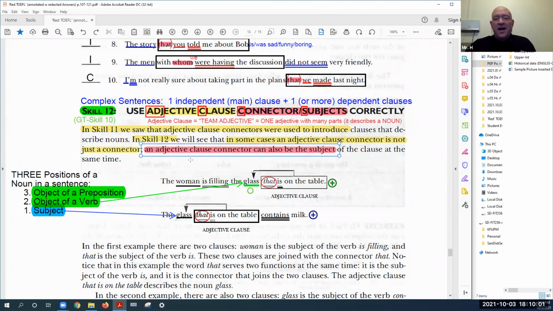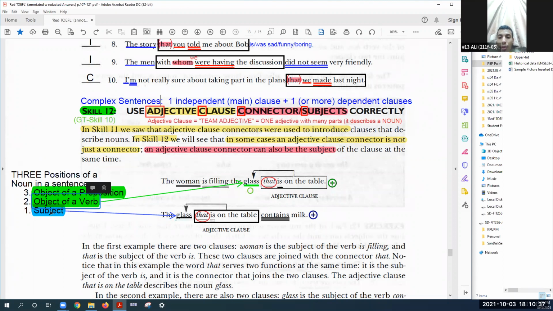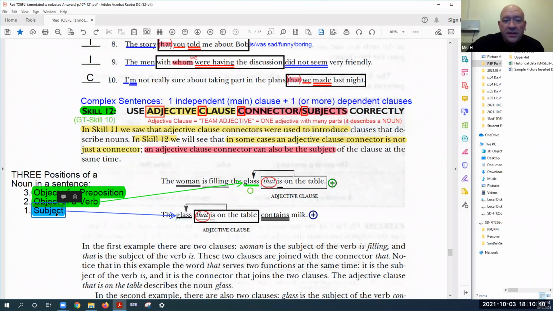Now, guys, I have repeated this so many times. All of you should know this. What are the three positions of a noun? Subject, object of a verb, object of a preposition. Now, why did I put them in reverse order? What do you think?